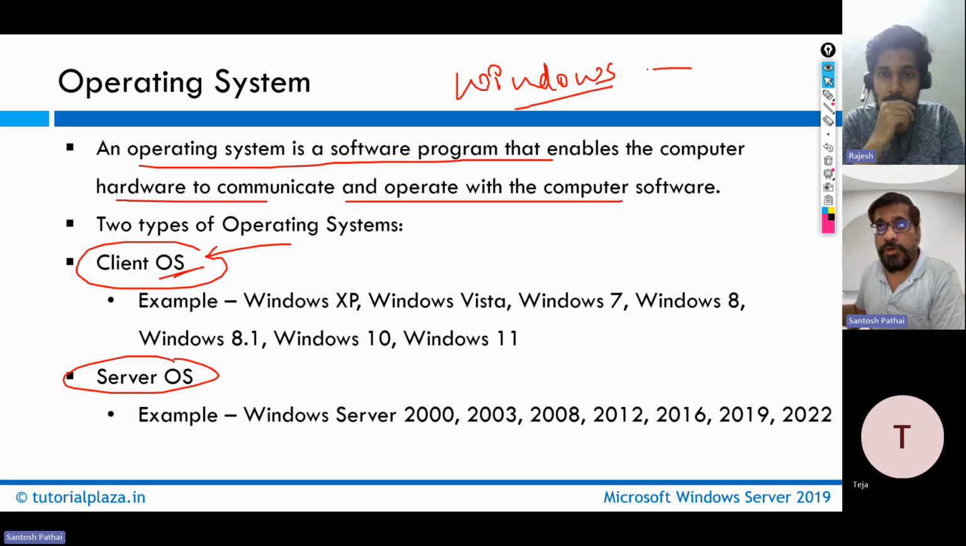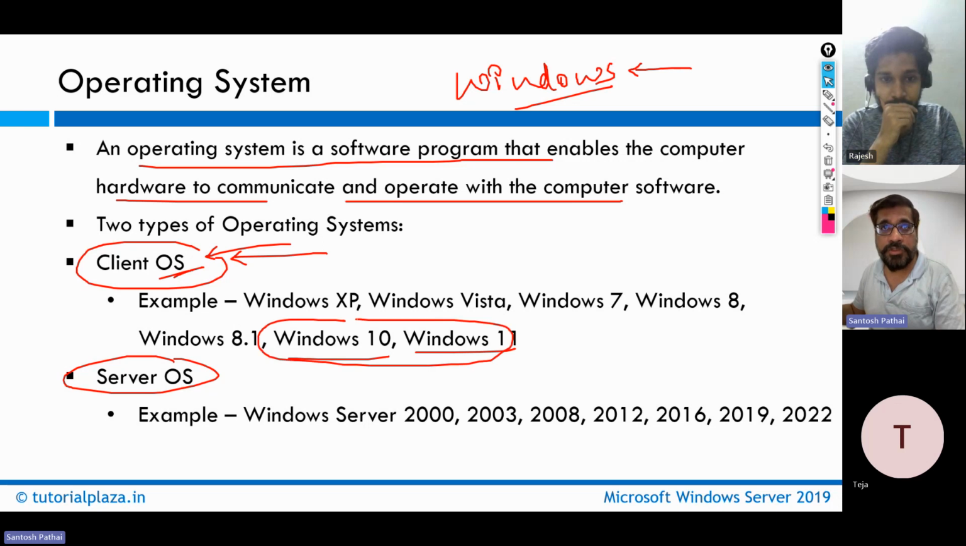So when we are talking about Windows, in Windows client OS, we have Windows 11, today's environment which we have. Prior to that, we had Windows 10. On some devices, you will find Windows 10, or on most of the devices, you will find Windows 10 and Windows 11.